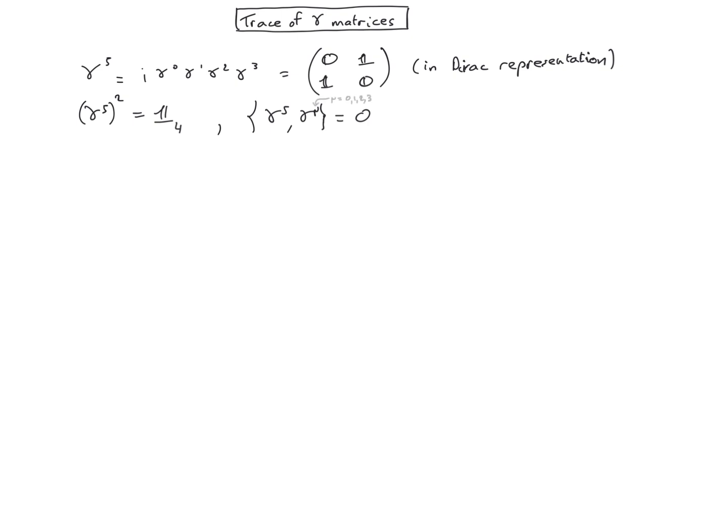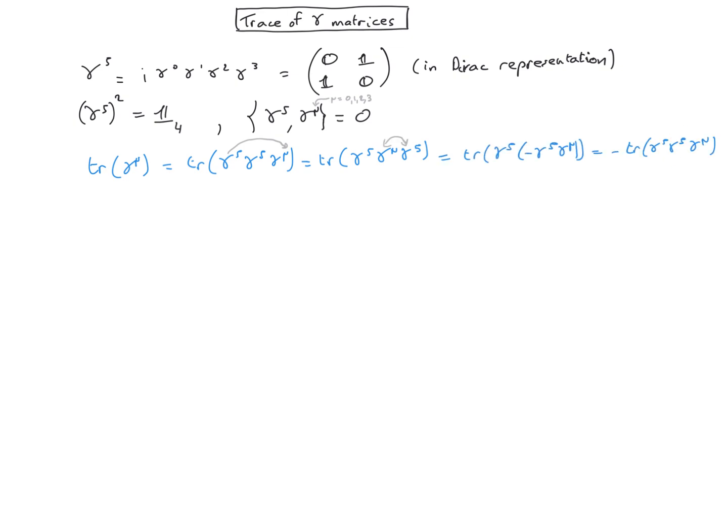So let's start with a trace of a gamma matrix. The trick is to multiply by the identity in the form of gamma 5 squared. Then we use the cyclicity of the trace. Then we use the anti-commutation property of gamma 5 with gamma mu. And gamma 5 squared is just 1. When something is equal to minus itself, it has to be 0. So the trace of one gamma matrix is always 0.